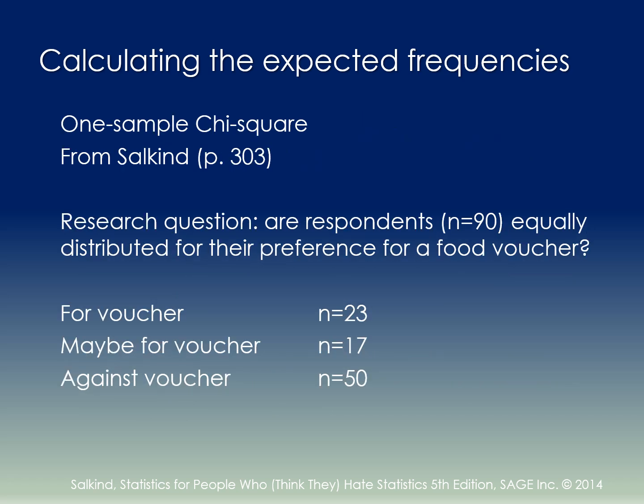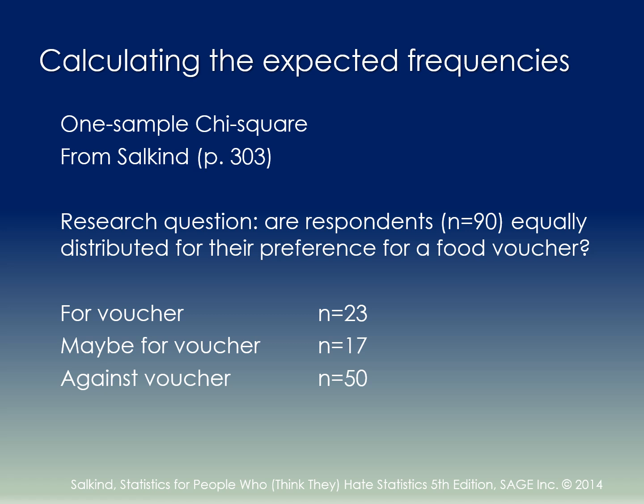Now, likely most of this is probably not making sense, or you're bored to tears. Let's look at an example then. Examples can sometimes shed light on the concepts. So this is right from Selkin, page 303, and it's what we call a one-sample chi-square test. The research question is, are respondents equally distributed in terms of proportions for their preference of a food voucher?